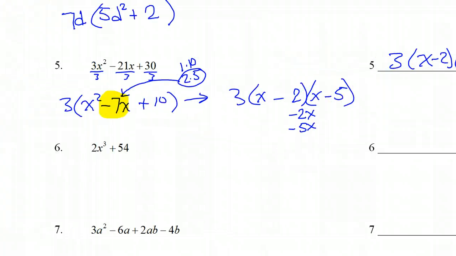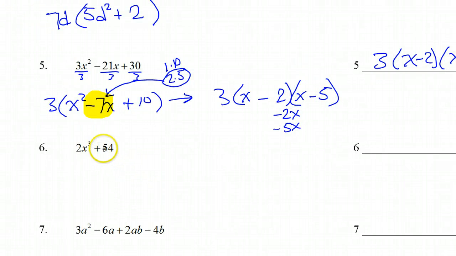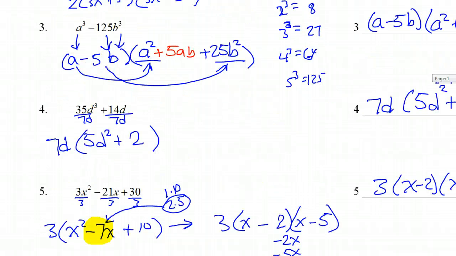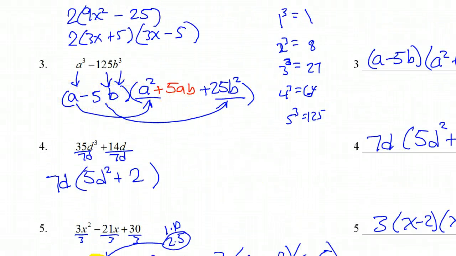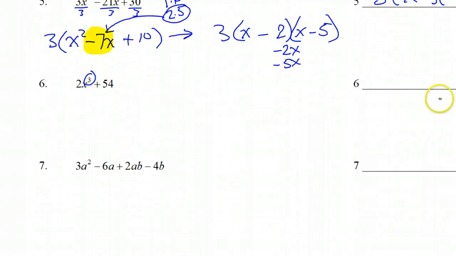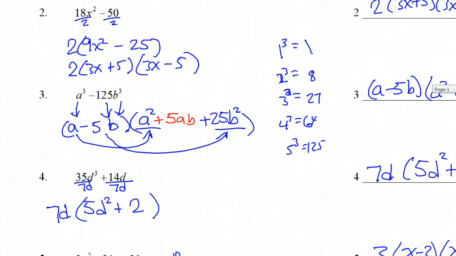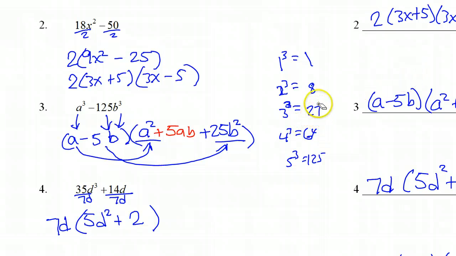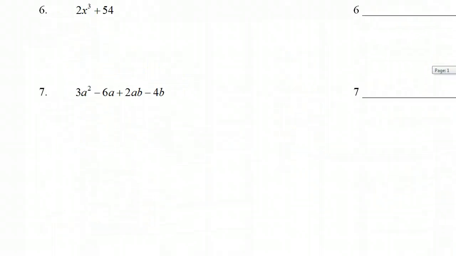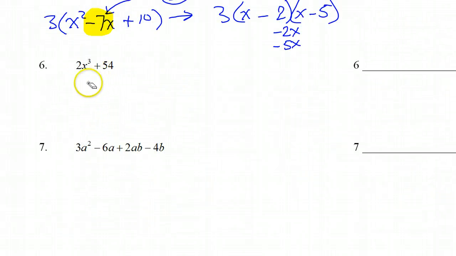Okay, let's take a look at number 6. Now, some kids wanted to immediately try to do the sum of 2 cubes because they see this third power and they go, sum of 2 cubes, let's do it like number 3. But there's 2 problems with that. One problem is 2 and 54 are not on the list of cubes. See? There's no 2, there's no 54. So these numbers are not perfect cubes.